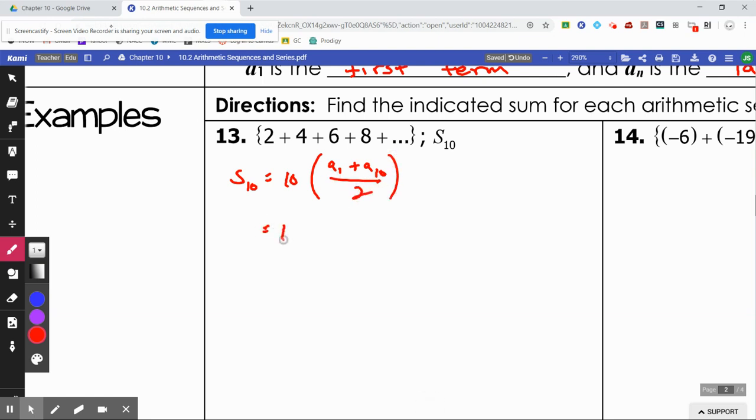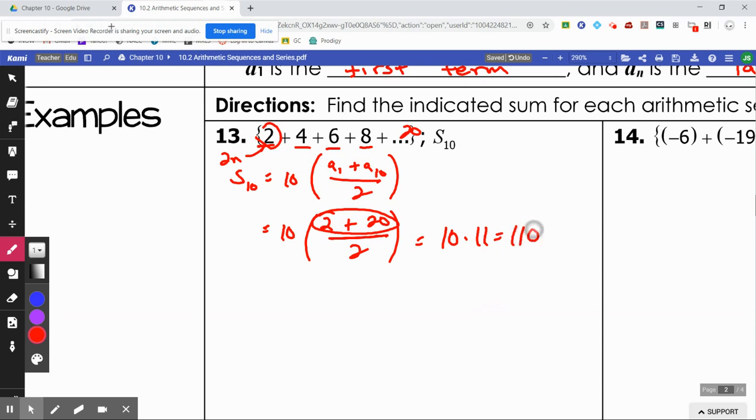So s of 10 will be 10 times the first term plus the 10th term. Now we've got to somehow find the 10th term here. On this one it's going to be easy. 2, 4, 6, 8, 10. Each term is just two times whatever term number it is. 2 times 1 is 2. 2 times 2, 2 times 3, 2 times 4. 2 times 10, the 10th term will be 20. So therefore, there's your formula. So inside of here we've got 22 divided by 2, that's 11, times 10, which is 110.